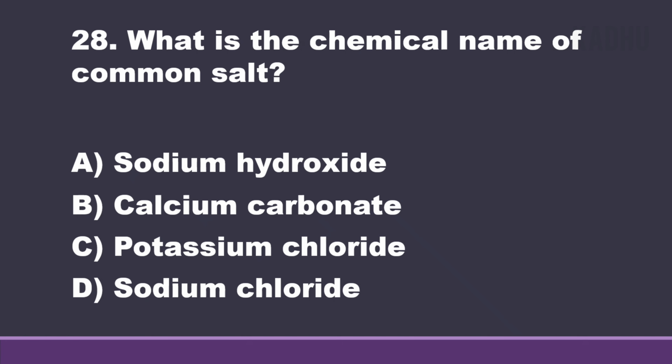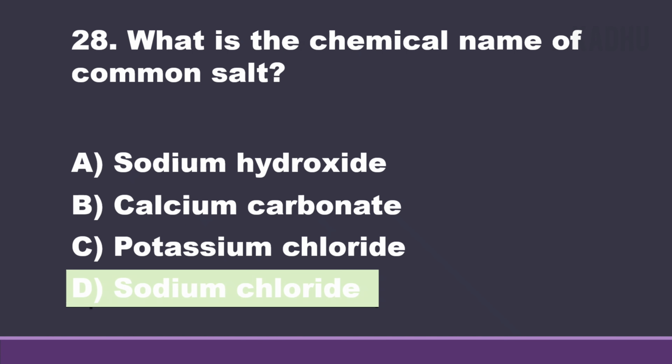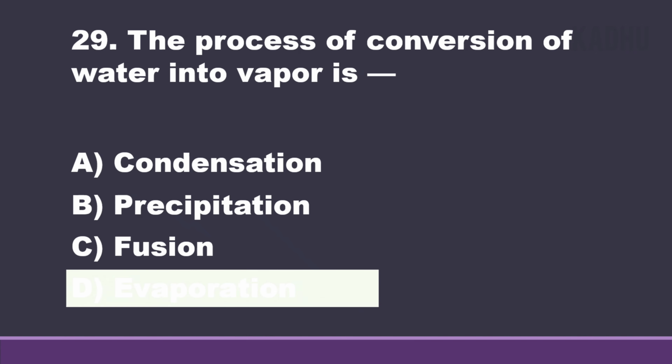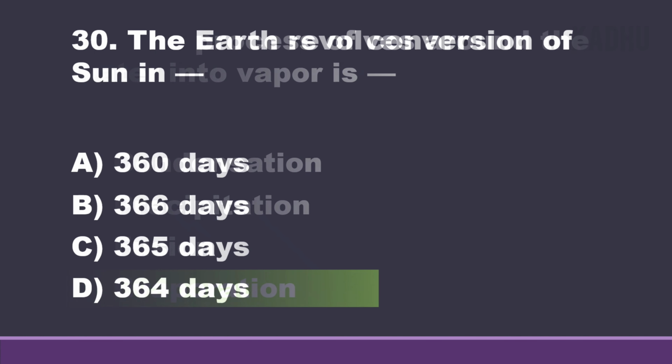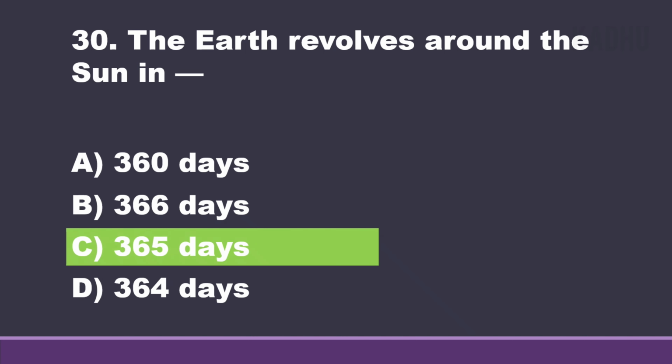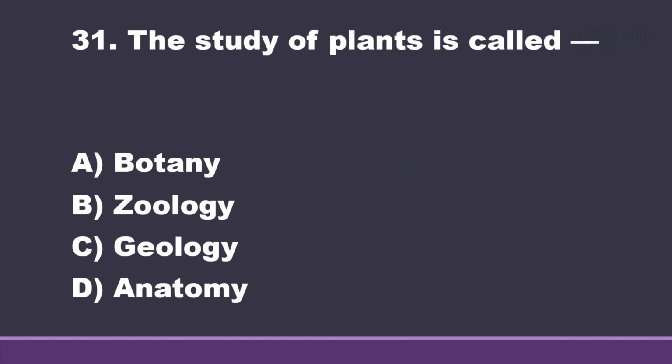What is the chemical name of common salt? So option D will be the correct answer. Sodium chloride is also known as common salt. The process of conversion of water into vapor is, option D will be the correct answer, evaporation. The earth revolves around the sun in, option C will be the correct answer, 365 days. The study of plants is called, option A will be the correct answer, botany.